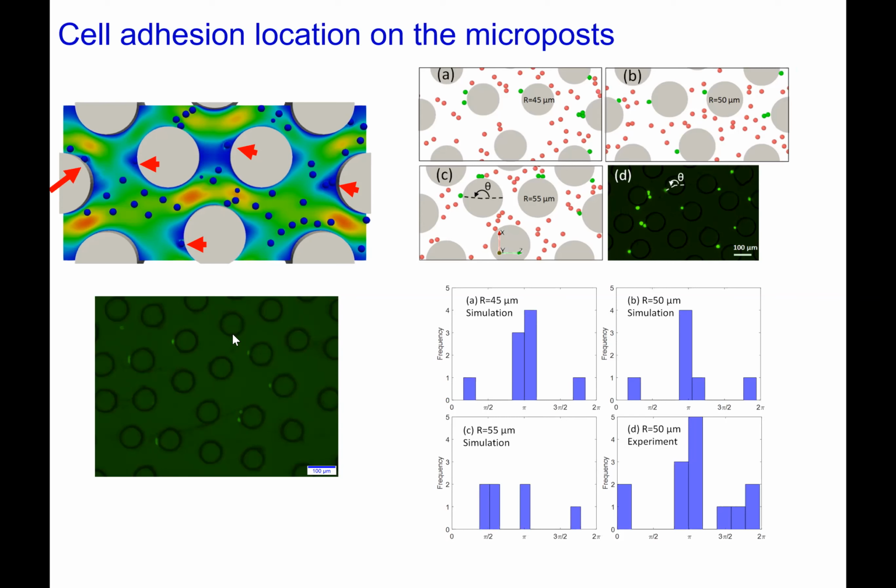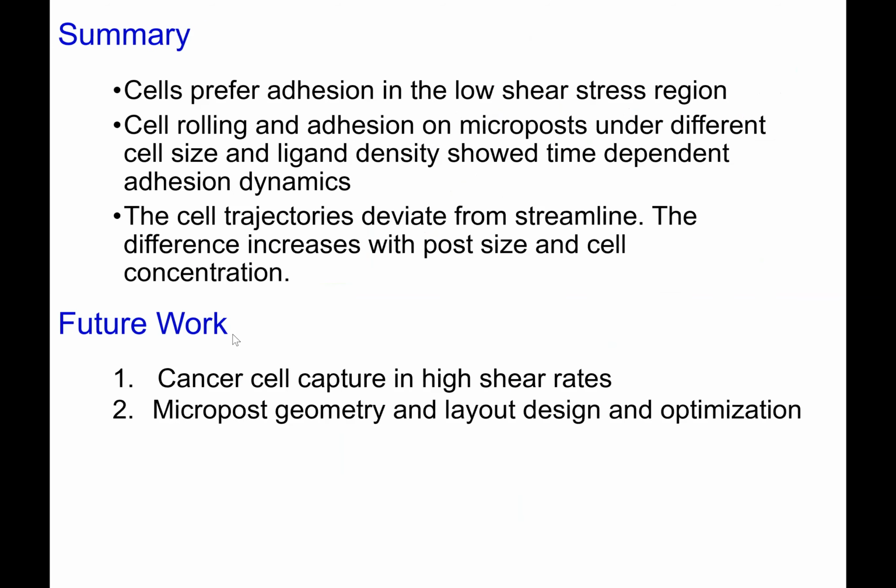So to summarize, we showed that the cells prefer adhesion in the low shear stress region, and the cell rolling and adhesion on the micropost with different cell size and ligand density showed time-dependent adhesion dynamics. The cancer cell trajectory deviates from the streamline. The difference increases with post size and the cell concentration. For future work, we would like to study the cancer cell capture at high shear rate, as well as different designs to optimize the microfluidic capture efficiency.